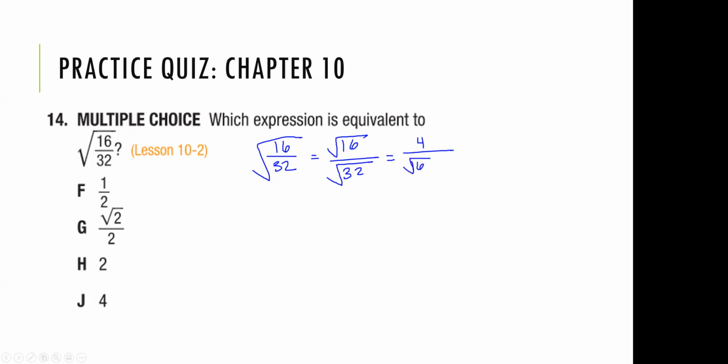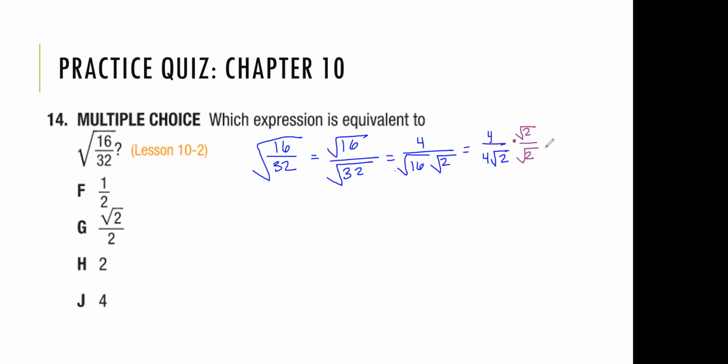16 times 2 is equal to 32. And then I know the square root of 16 is 4, so that would be 4 radical 2. Now we cannot leave a radical in the denominator, okay? So in order to get rid of that square root of 2 in the denominator, what we do is we're going to multiply this by the square root of 2 over square root of 2, which is multiplying by 1, right?